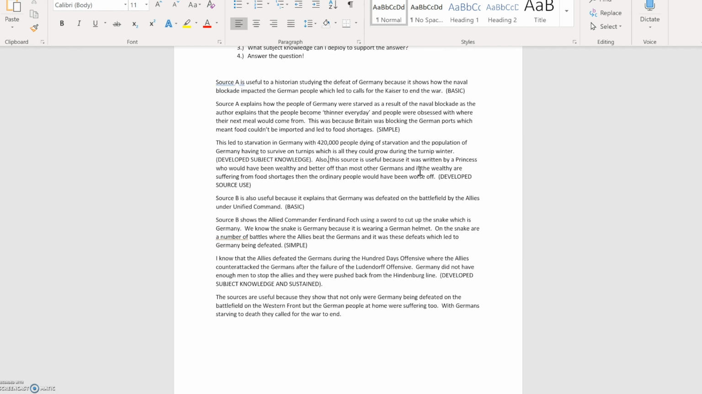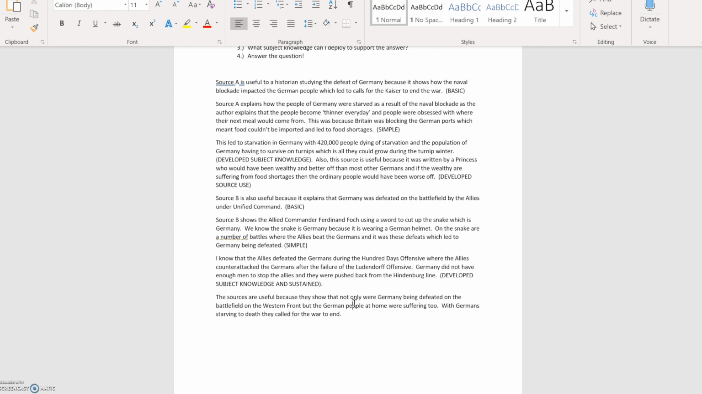You can only get half marks if you only look at half the question. Remember, we have to look at source A and source B. So we have to follow the same process for source B of making a basic point, a simple point, and then develop it with our own subject knowledge. This will then help us unlock the final band, band 4, which is a sustained argument. We're making good points, we're making simple points, and we're then developing those points with developed subject knowledge and source use, which then gives us credit for sustaining our answer. We're writing a sustained answer then.